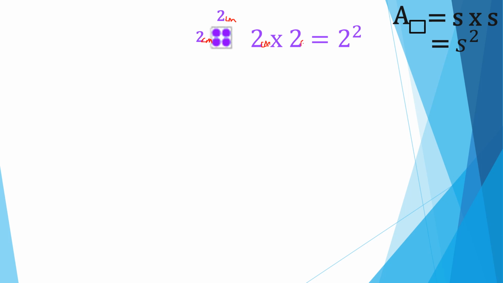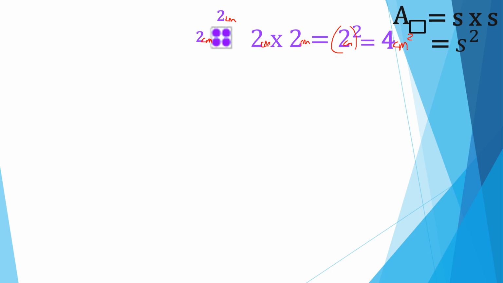So that is equal to 2 centimeter squared. So 2 centimeter squared is equal to 4 centimeter squared. So the area of the square is 4 centimeter squared.